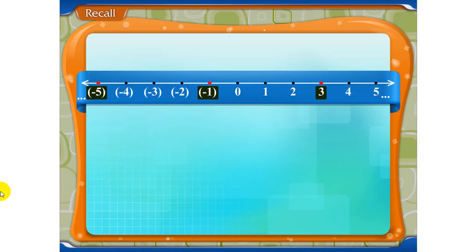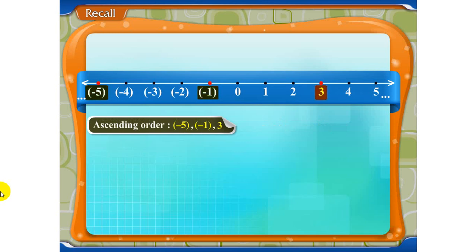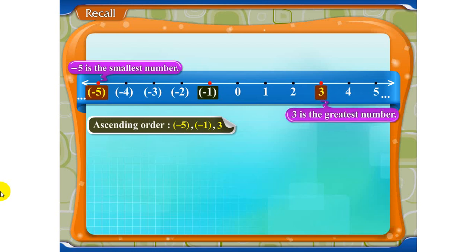Can you write these marked integers in ascending order? The ascending order of these numbers is -5, -1, 3. Here, -5 is the smallest number and 3 is the greatest number, because -5 is on the left side among all marked numbers and 3 is on the right side among all marked numbers.